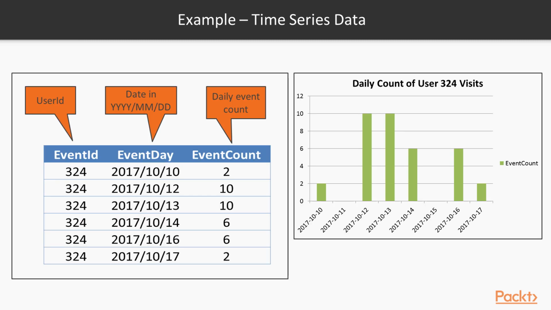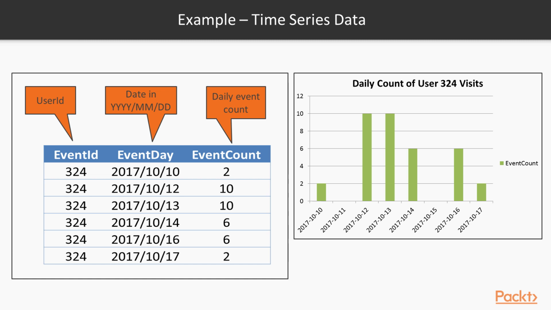So to give you a more precise example of the time series counting data that we're interested in, here we have an event ID, which is based on the user 324, for example, and we have the date in this format, the event day, which we've got in October 2017, and we have a count of events on the right in the table. So you can see that on the 10th of October 2017, user ID or event ID 324 had an event count of 2, which means there was a daily count of visits equal to 2 on that specific day. The next day that increased to 10, and then on the 13th that increased to 10, and then it went down to 6 and 6 and 2.